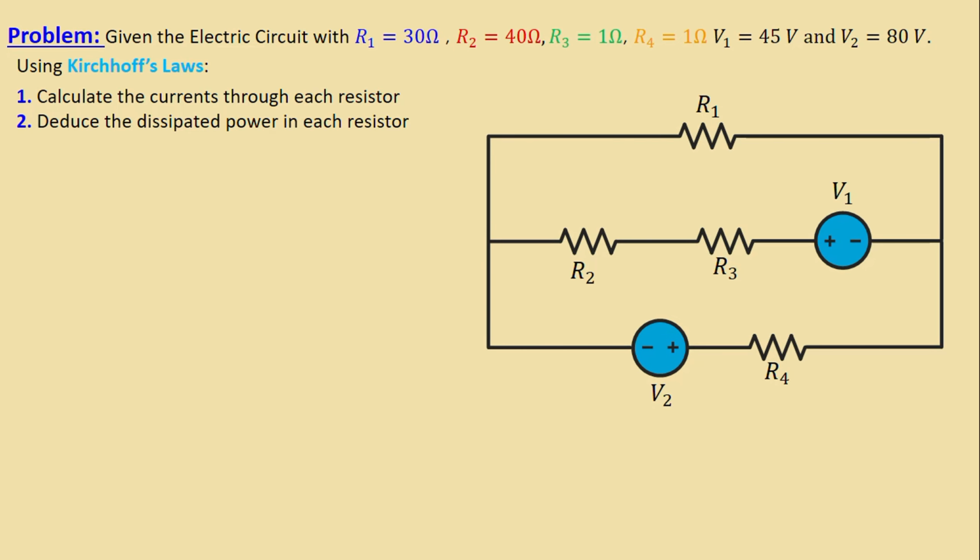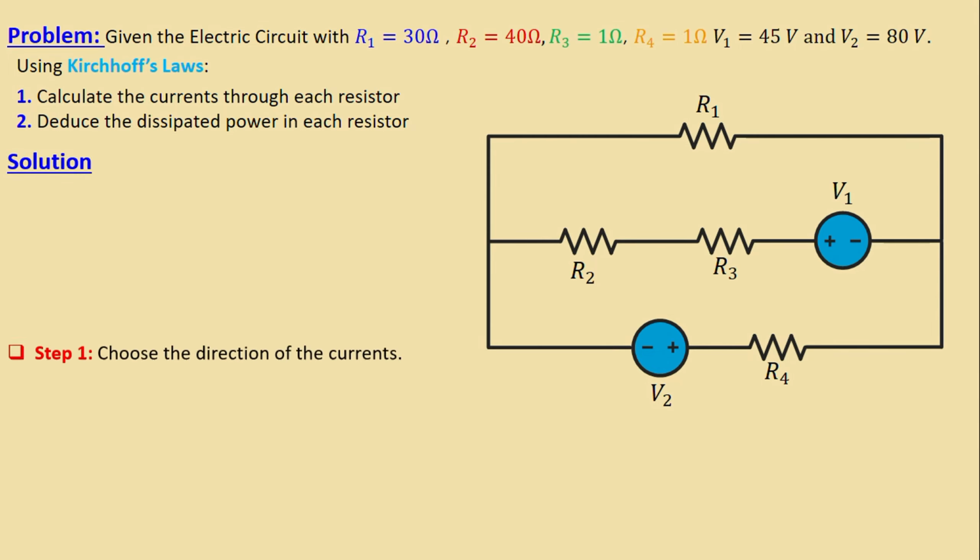Given the electric circuit with R1 30 ohms, R2 40 ohms, R3 1 ohm and R4 1 ohm, and we have two voltage sources, V1 45 volts and V2 80 volts. The question: using Kirchhoff's laws, first calculate the currents through each resistor and deduce the dissipated power in each resistor. Let's go to the solution.